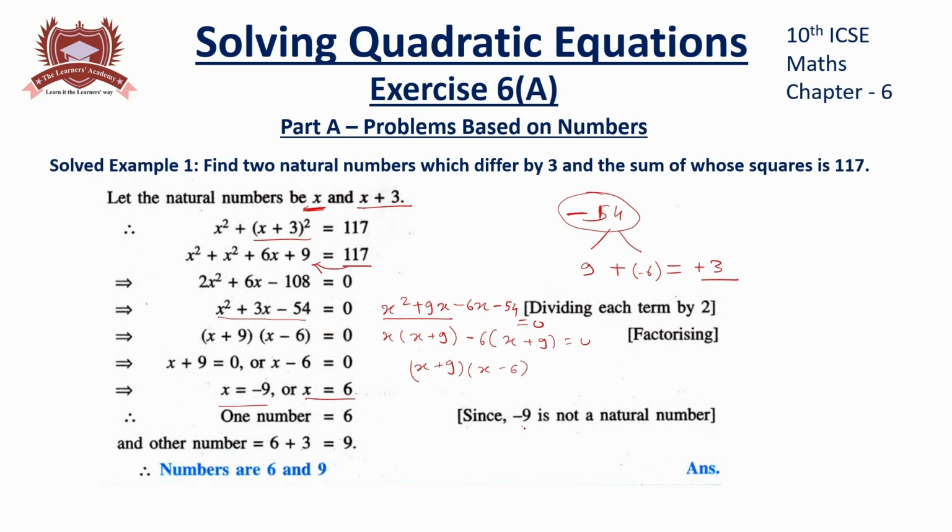Now why minus 9 gets discarded? Because it's a sum of natural numbers. So these are natural numbers, so they cannot be negative, so it has to be positive. So my answer is 6, and then I end up with the other number as 6 plus 3 is equal to 9. So the two numbers would be 6 and 9.